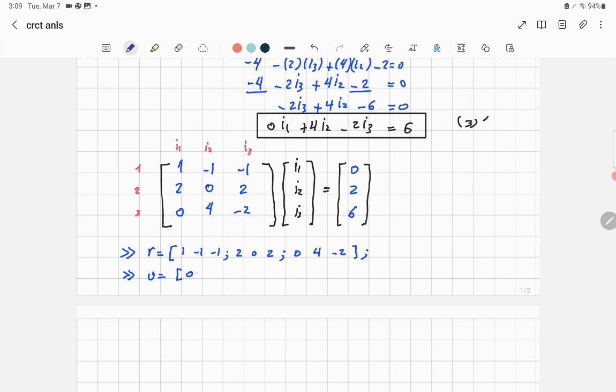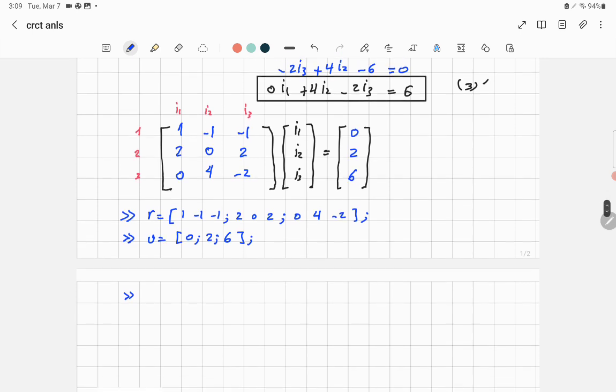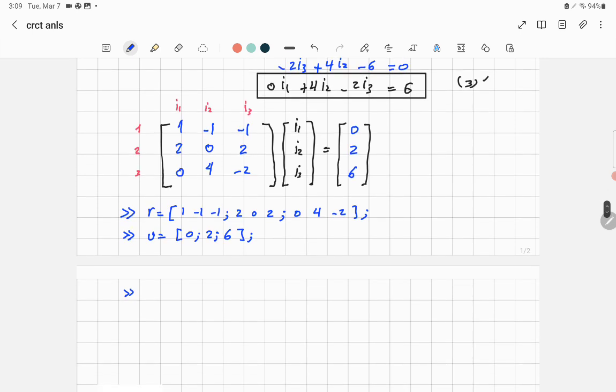How do you write this one? Say 0 semicolon 2 semicolon 6, and semicolon not to blend. Then how do you solve this equation? Well, if you look at this equation, I call this matrix R, and I call this one V. So I just write like that, R times I equal V. To find I, I would say I is equal to the inverse of the matrix R times V.